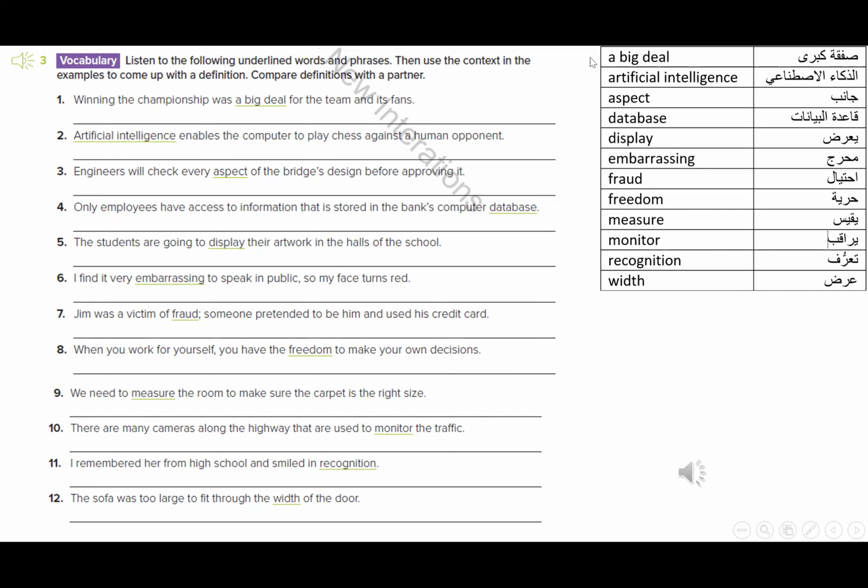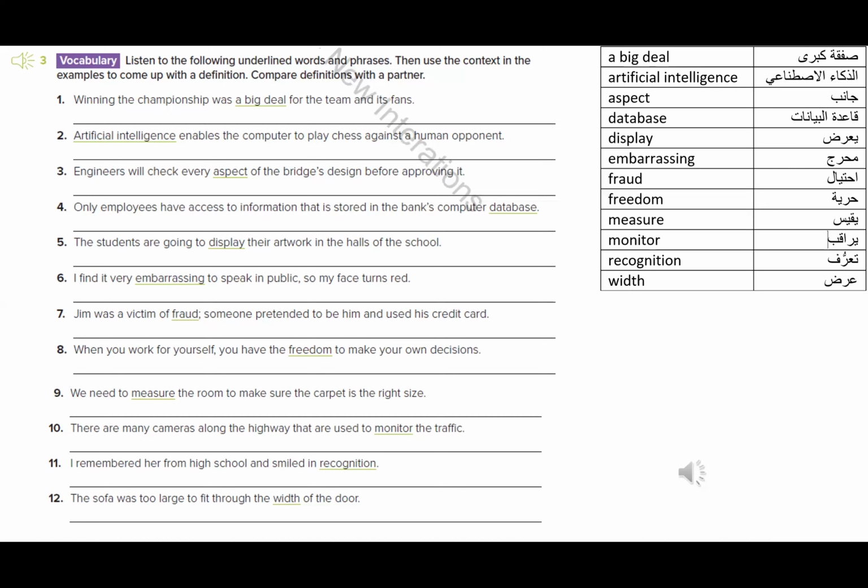Vocabulary. A big deal. Artificial intelligence. Aspect. Database. Display. Embarrassing. Fraud. Freedom. Measure. Monitor. Recognition.